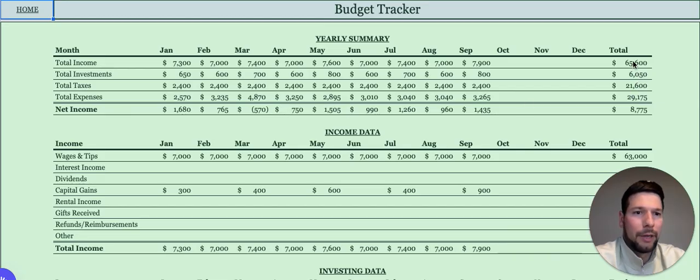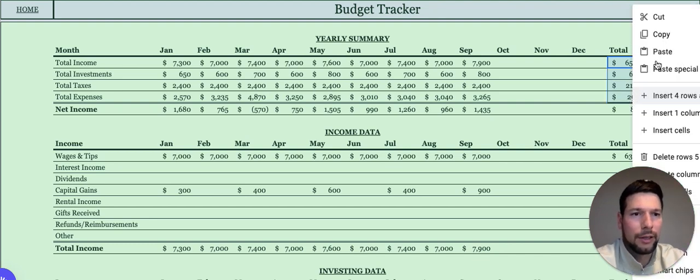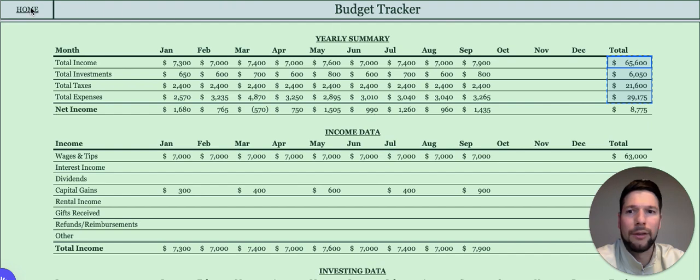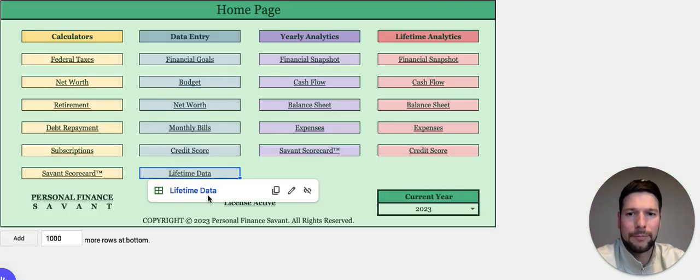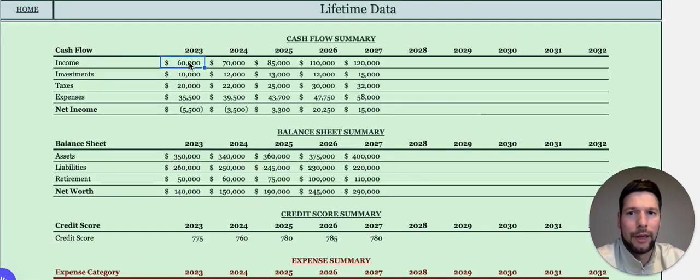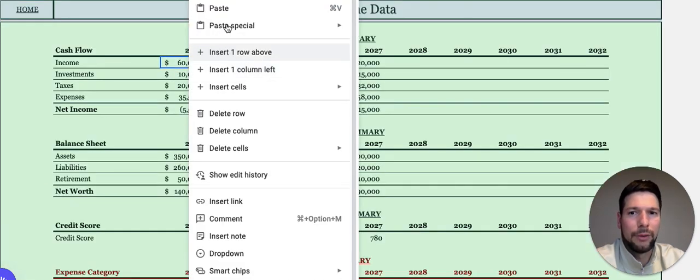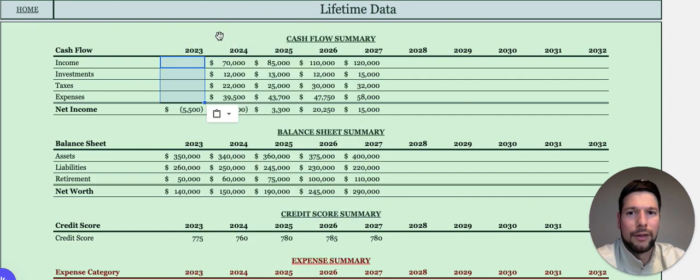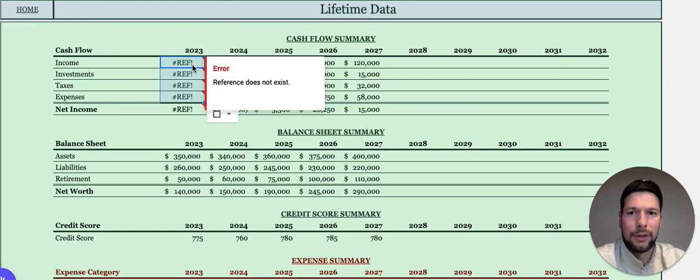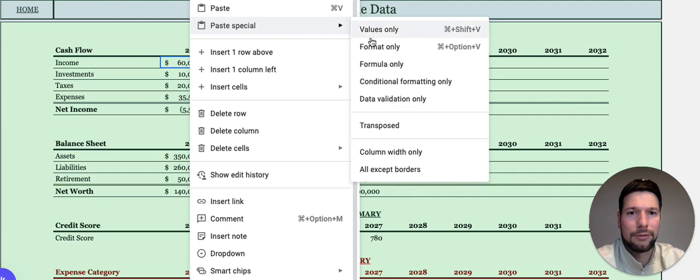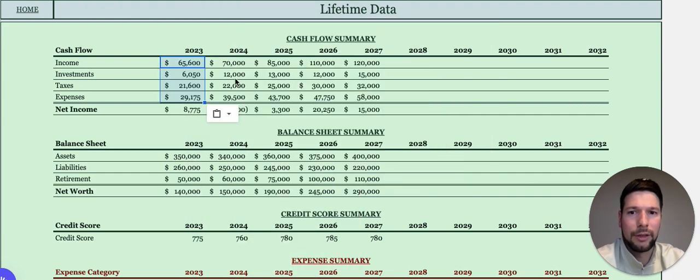For example, on the budget, we talked about the income, investments, taxes, and expenses. Just take those 4 values there, right-click on them, hit copy, go to the lifetime data page, and then just copy, and now you would hit paste. And that's going to paste those numbers into here. And those actually need to be pasted as values only. So that's an important thing to note. So that's all you have to do at the end of the year.